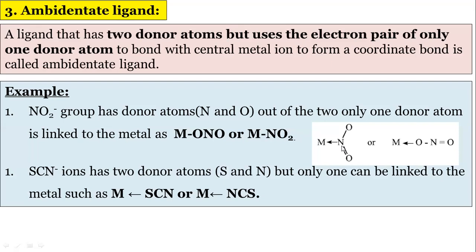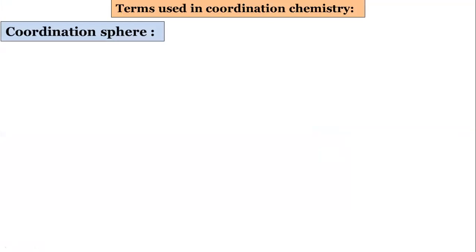Another ligand is SCN minus. Again, in SCN there are two donor atoms, one is sulfur and one is nitrogen. If sulfur is used for bonding, this type of bond is formed. And if the nitrogen is used, this type of bond will be formed. So these are the different types of ligands. This is a very interesting part. Already I have completed it. Then these are the different terminologies we use in coordination chemistry.